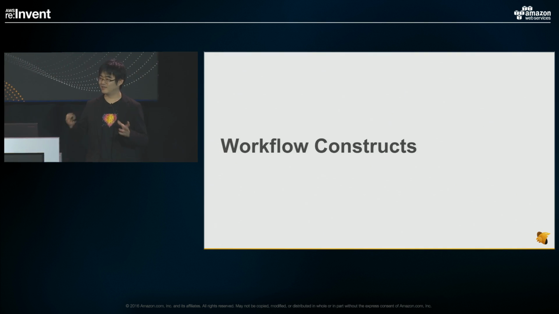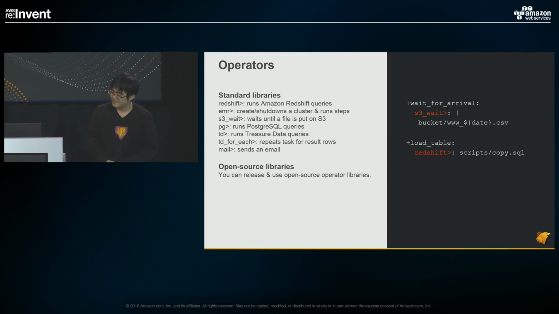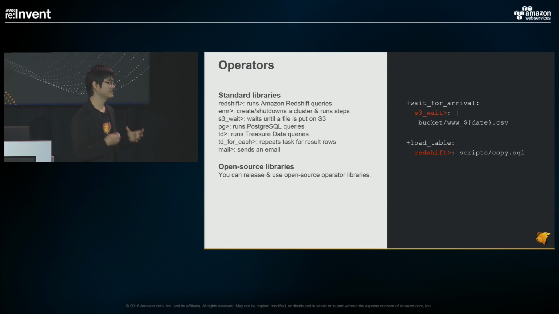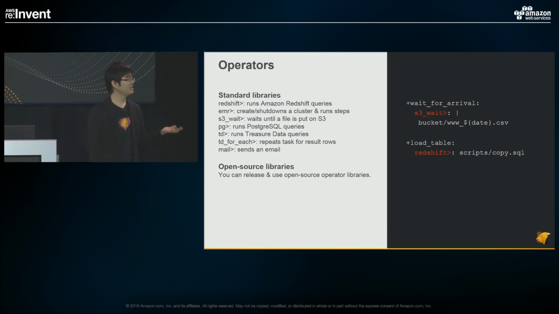So let's see more about the internals. First, operators. Operators are important because one operator does one single job. So there are operators like this. The Redshift operator runs a Redshift query. The EMR operator runs EMR jobs. S3 wait is an interesting operator for building production pipelines. It waits until a file is available on S3.